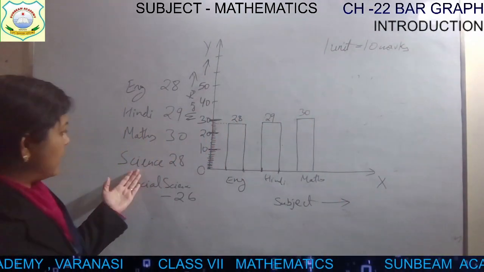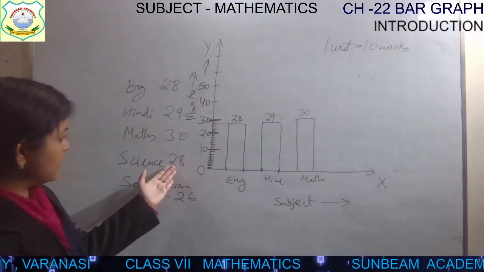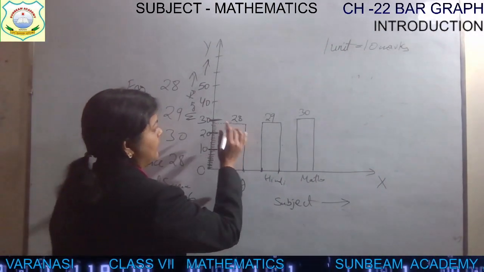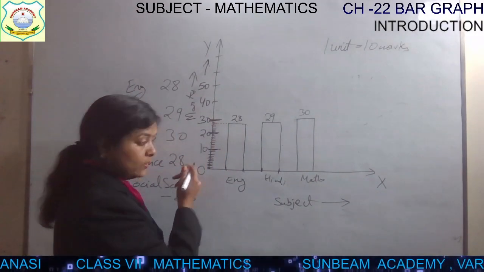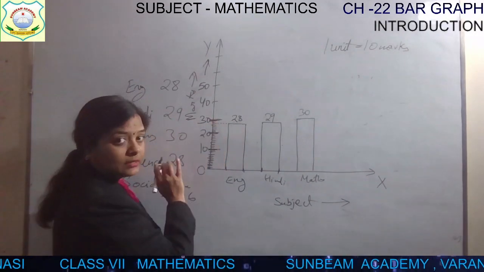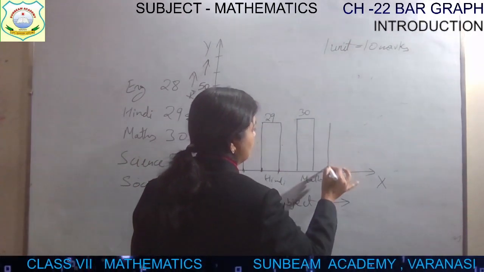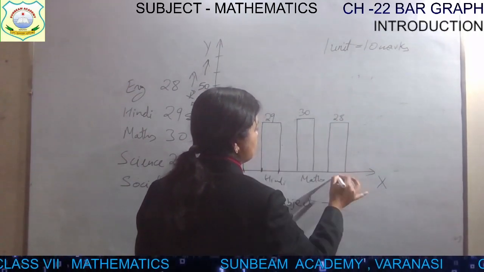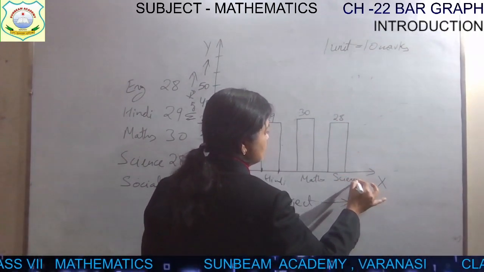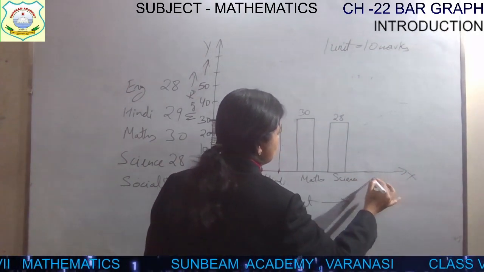Then science and social science. Social science is having 26, but before that, science. So 28, and 28 is less than 30. 2 less than 30, right. 2 less than 30. See, where you have plotted 30, and less than 2. So this 28 will go parallel to it, son. This will be 28. Right. This is science.